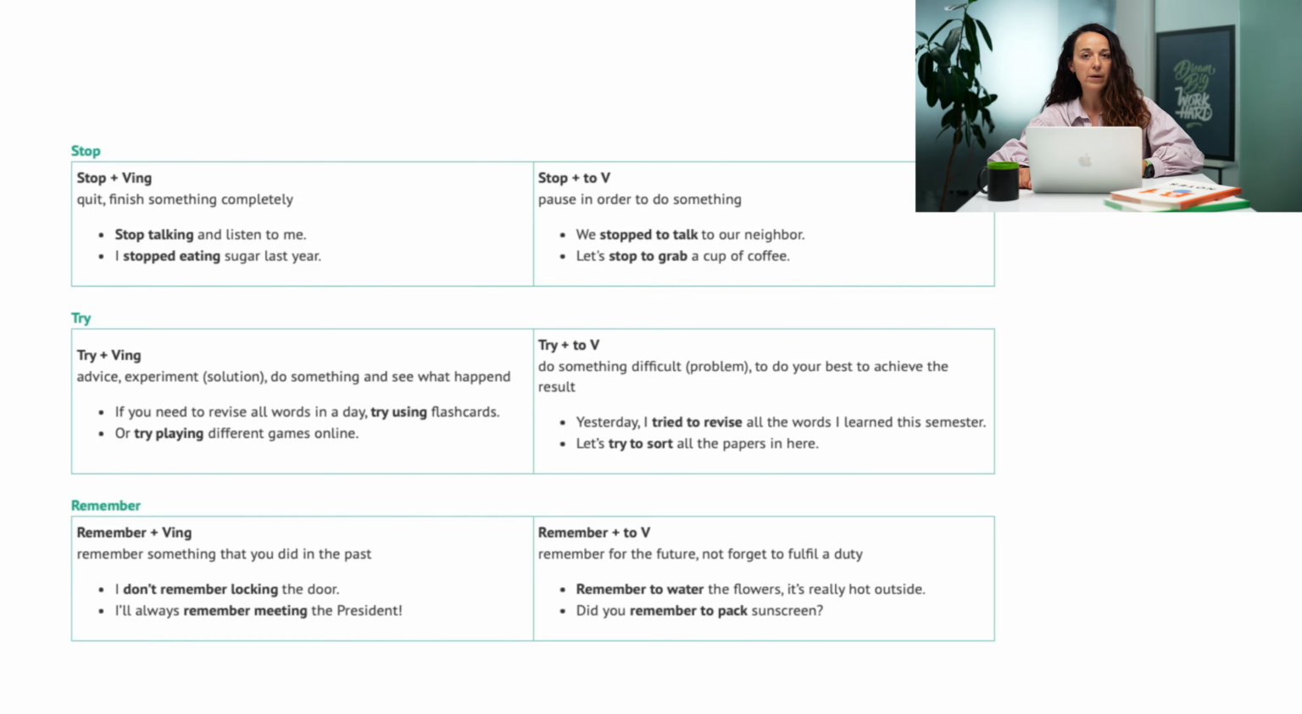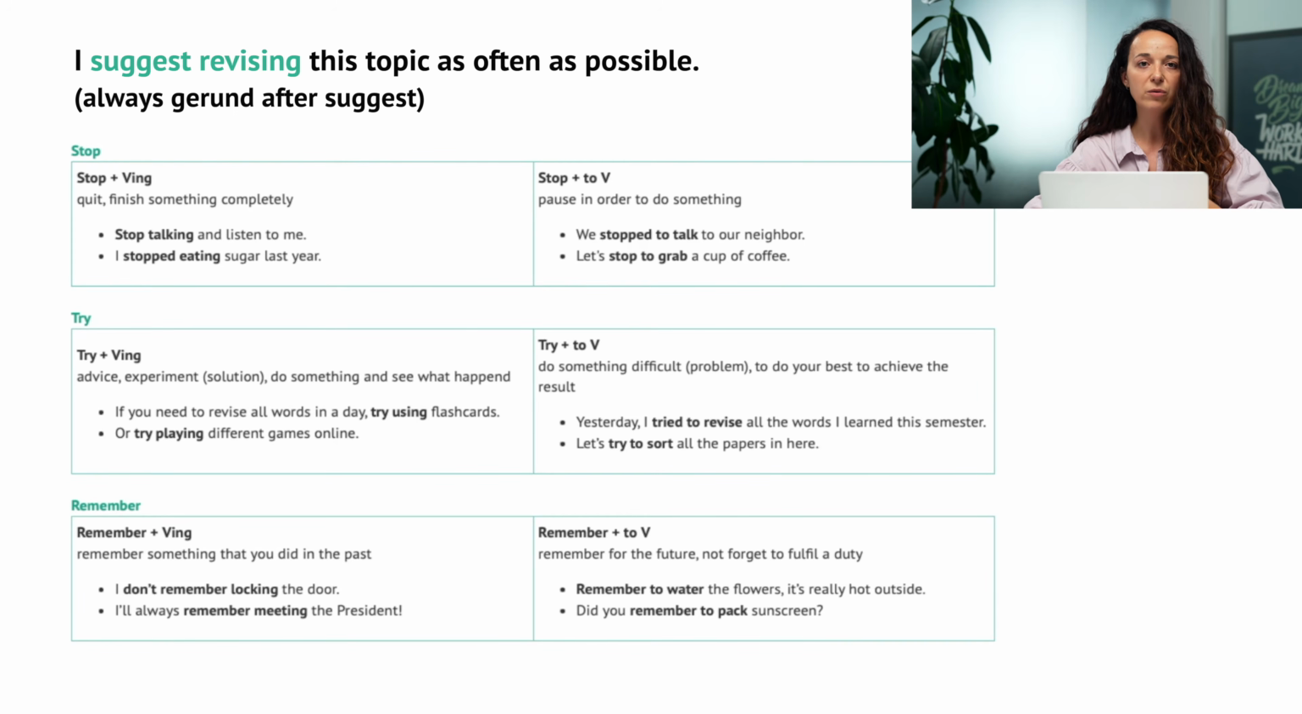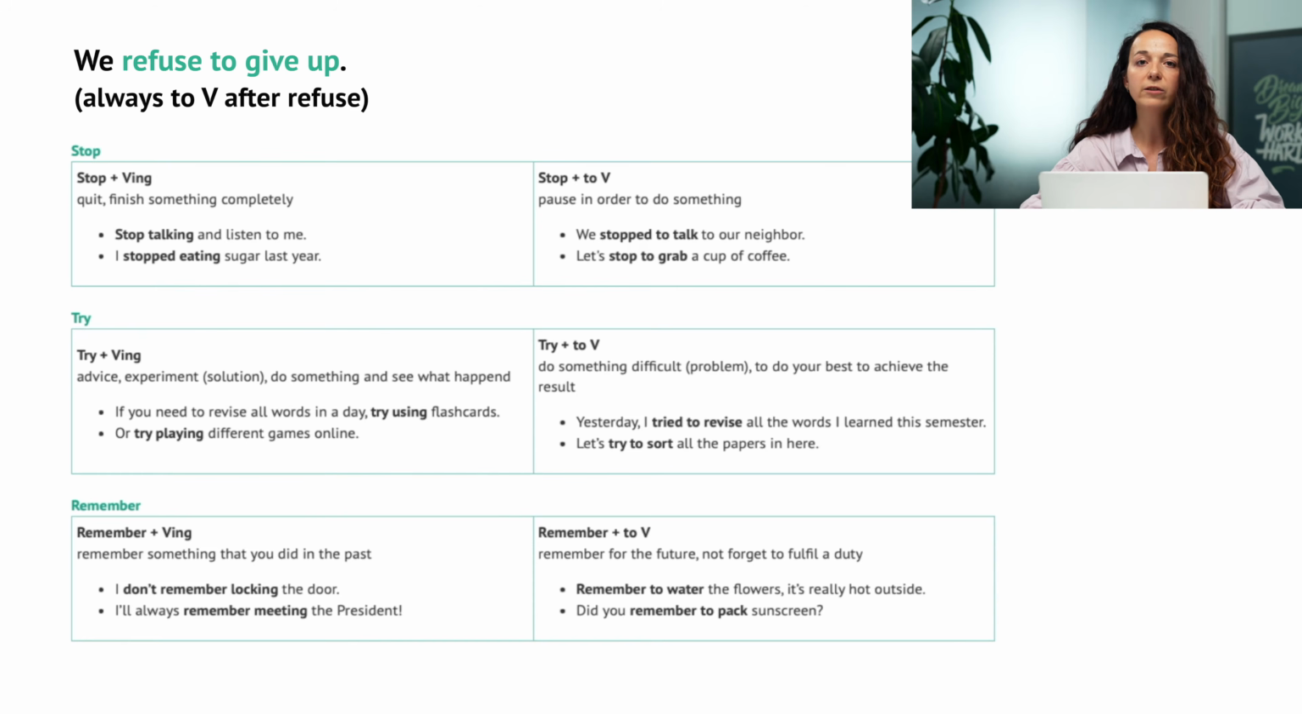Stop, try, remember. What's so special about these verbs? Let's look over the basics here. As you remember, when we need to connect 2 verbs in English, we use either verb ing or infinitive form of the verb, with or without to. Pretty much everyone hates this topic specifically due to the fact that you're supposed to learn whether the verb is followed by infinitive or by verb ing by heart. For example, I suggest revising this topic as often as possible. Always gerund after suggest. Or we refuse to give up. Always to verb after refuse.